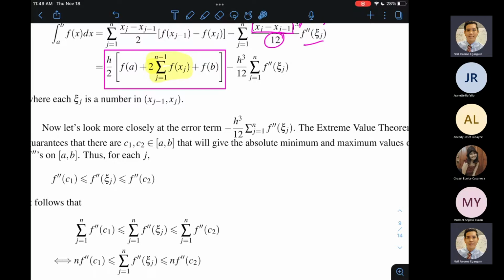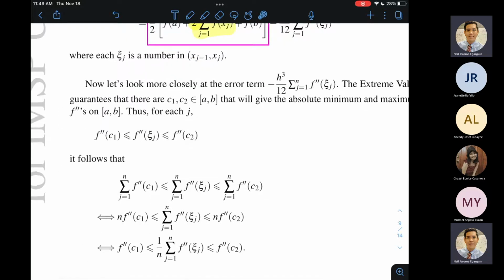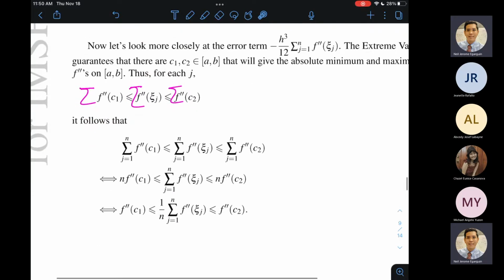And then, mas malaki naman silang lahat kay f double prime of C1, which is the absolute minimum on the interval AB. Okay? Tapos, pagka nilagyan ko sila ng summation lahat, lagyan mo yan ng sum, lagyan mo yan ng sum, lagyan mo yan ng sum, the inequality is preserved kasi nagdagdag lang tayo ng mga mas maliliit at mga mas malalaki dun sa actual value. So introducing those summations there, we'll get this inequality.